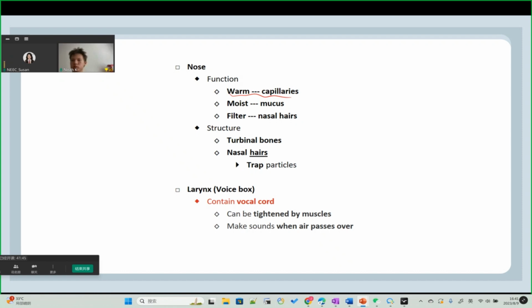After passing through your nasal cavity, you will reach the larynx, which is shown on the diagram. It's called the voice box. It's where we can talk and make sound. The basic principle is that it contains vocal cords. They're like strings. After air moves through our larynx, it causes vibration of our vocal cords. If you put your hand on your larynx, you can feel this vibration. The cords are tightened by muscle, so when air passes over, it can make sounds.